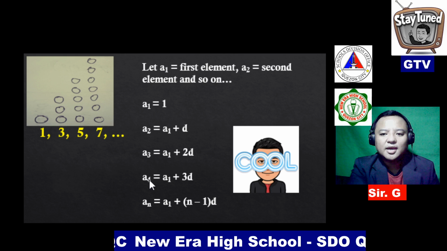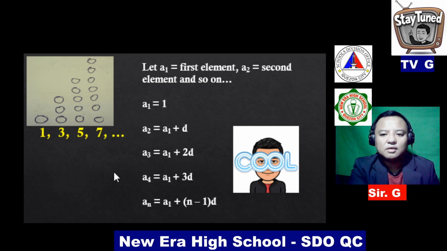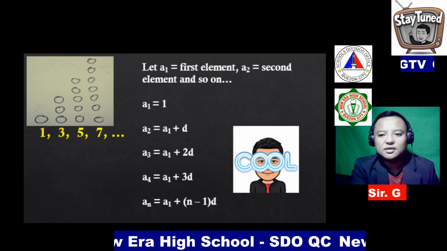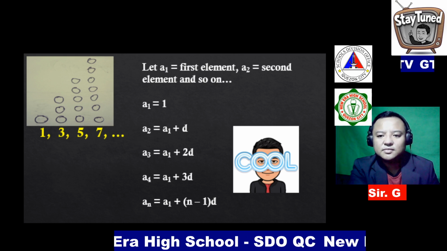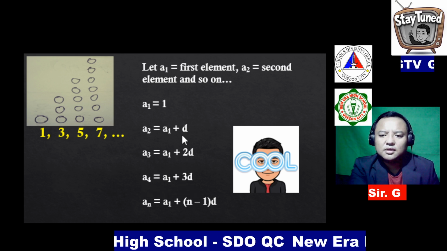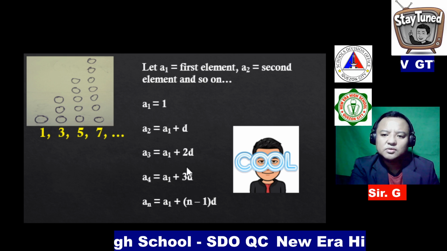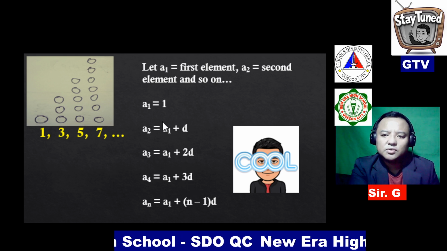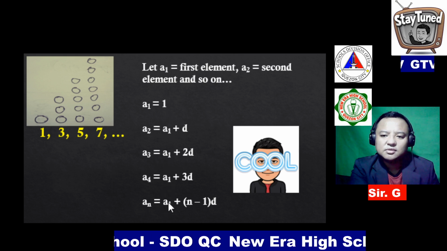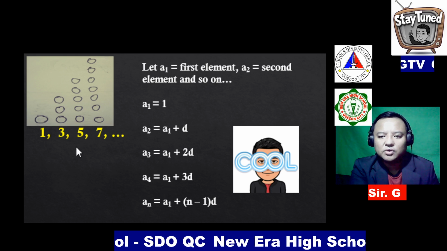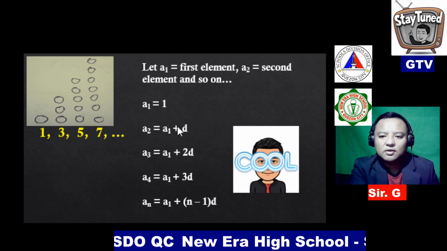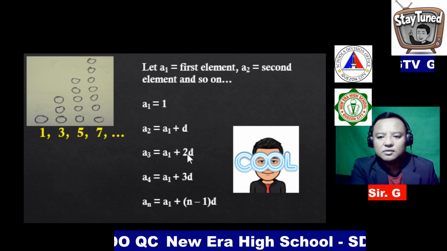And what if I ask more than the fourth term? I ask for the 5th, the 10th, the 20th, the 100th, etc. So if that happens, let's examine what is happening to the common difference. If you could notice, our first term remains constant or remains the same. So it is just a plain a sub 1 or a plain 1. What's really happening is on the second term.